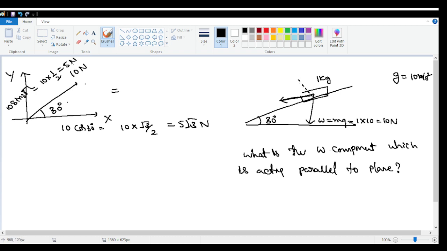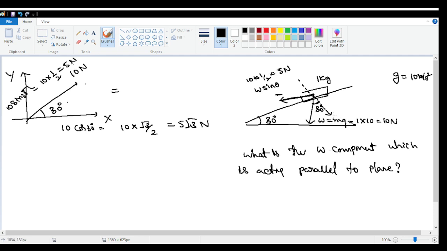Now we need to draw a perpendicular line. What is this angle? This angle we already know, the same angle will come here, that is 30 degrees. What is this value? That is equal to W sin theta. W is 10, into sin 30, which is 1 by 2, so that is equal to 5 newtons.